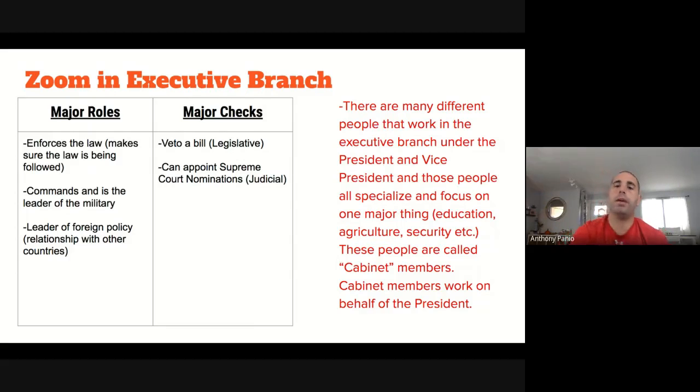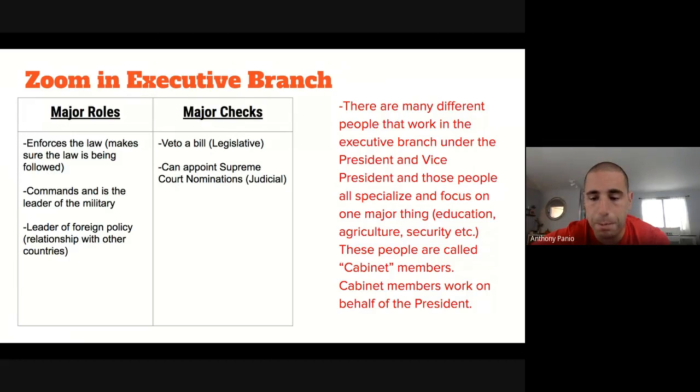What are the major checks? One we've seen already is that if they don't like a law, they can veto a bill and keep it from becoming a law. Another thing that has happened a lot recently is that they have a check on the judicial branch. They can appoint people they believe are good Supreme Court justices to the Supreme Court.